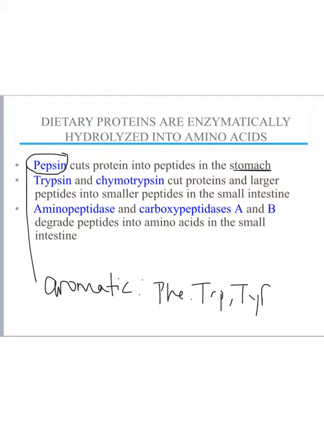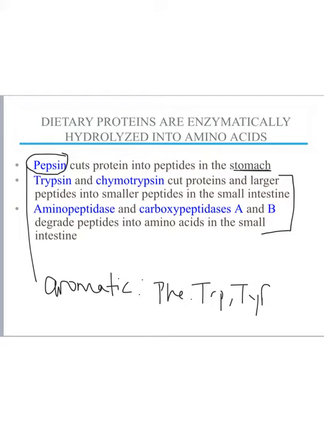Trypsin and chymotrypsin also cut proteins into smaller peptides based on amino acids that are located in the chain. Trypsin and chymotrypsin are located in the small intestines, and this comes from pancreatic secretions that come into the small intestines and work to degrade those proteins down into their amino acids. You also have aminopeptidases and carboxypeptidases that degrade proteins into amino acids further in the small intestines. Both these secretions, trypsin and chymotrypsin, and aminopeptidases and carboxypeptidases, come from the pancreas and lead into the small intestines, where they work to break these proteins down.